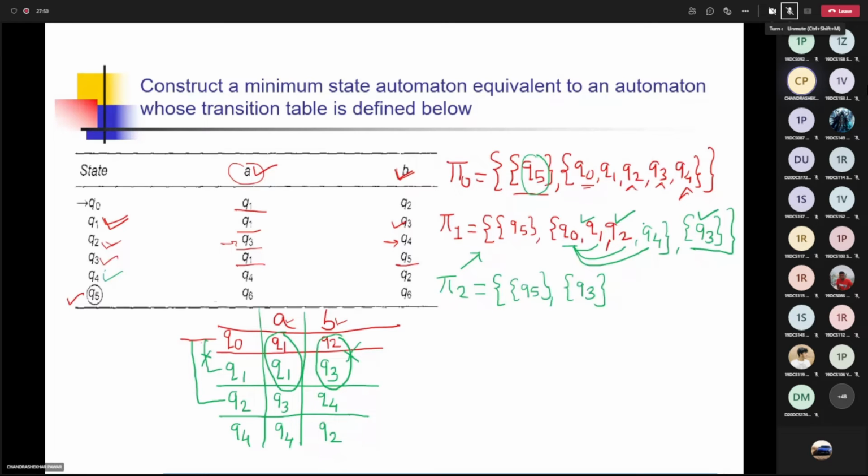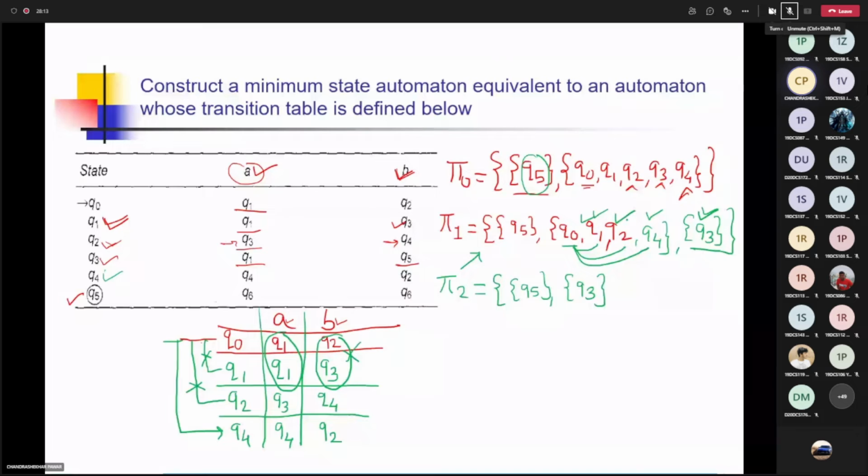No, they are within the different sets. So no need to check further. They are not equivalent, you can directly say. The next, Q0 is checked with Q4. 1 and 4 are within the one set.